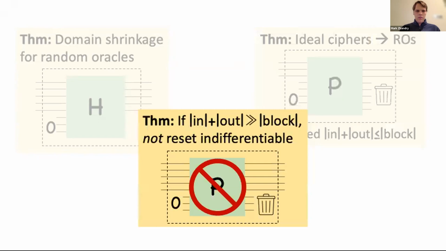On the other hand, we show that this restriction on input and output length is necessary, by giving an explicit reset indifferentiability attack if the input length plus output length exceeds the block length of the permutation. This is in contrast to the plain indifferentiability setting, where basically any non-trivial amount of padding and truncating will get you security.